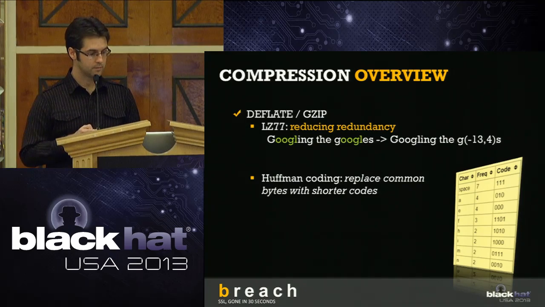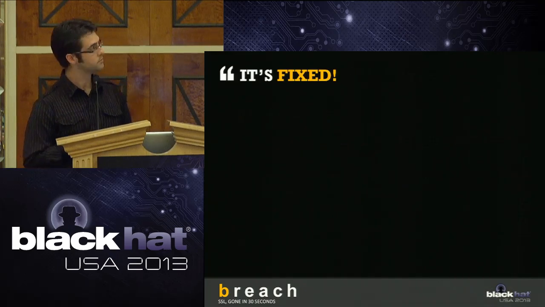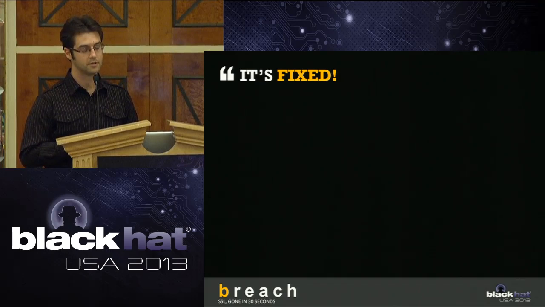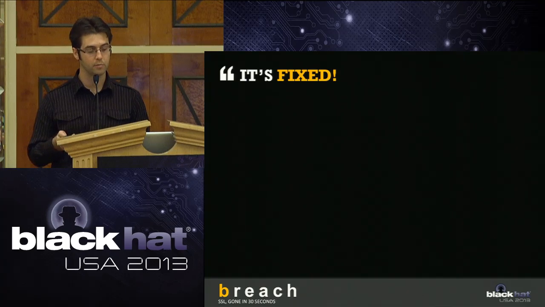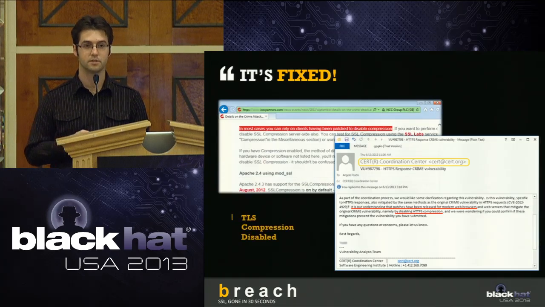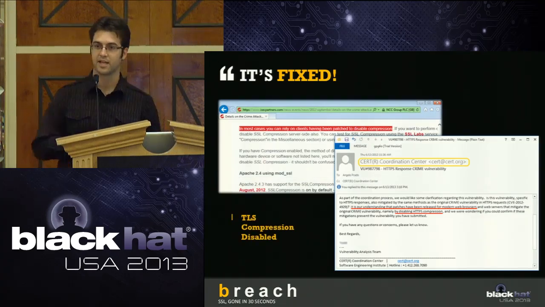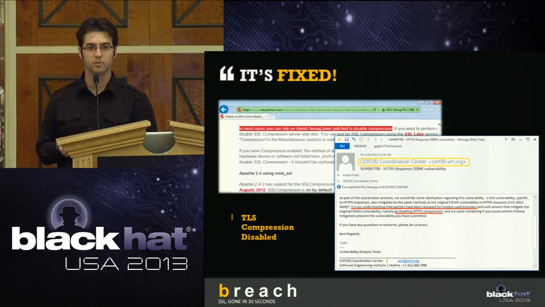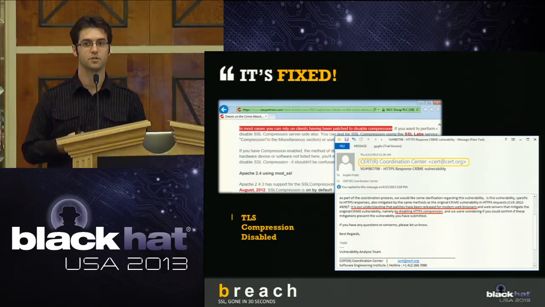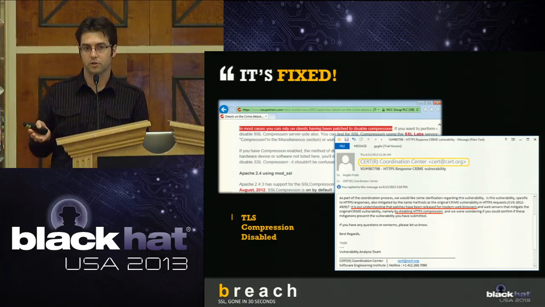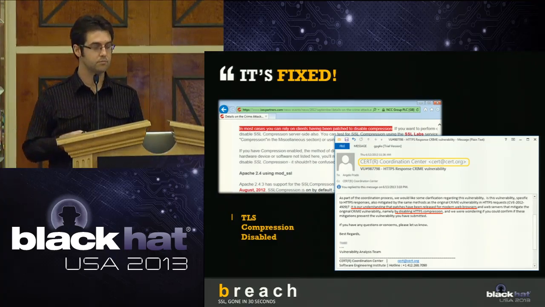So what happened in September? After the authors of Crime showed their demo, everyone sort of said, well, okay, that's cool, but all you have to do is disable TLS level compression and everything is fine. All of the major write-ups from all the security consultancies said, turn off TLS compression, most browsers don't even use it anyway, who cares, let's move on. When we initially contacted CERT with our work, that was their first response also.